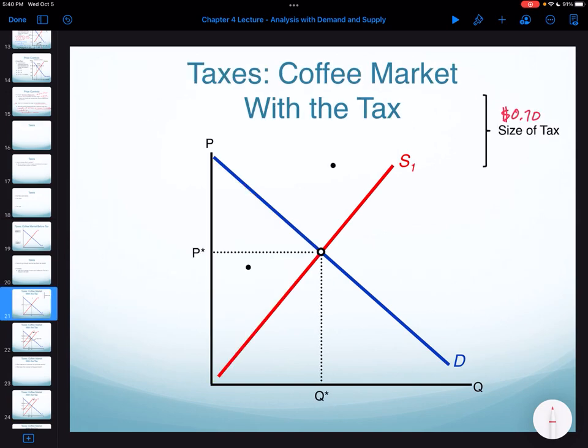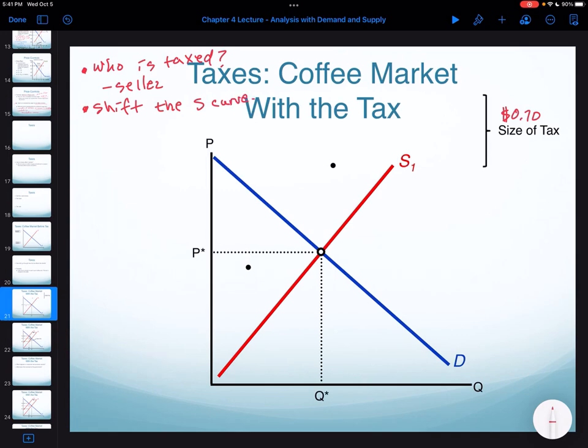So same supply and demand curve, and now I'm going to draw in how the tax affects this market, okay? All right, so what I do first is I basically say, okay, who is taxed? Okay, in this particular problem, it's the seller. That means I'm going to shift the supply curve.